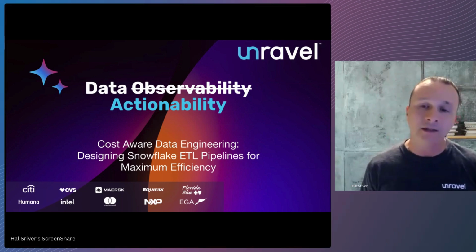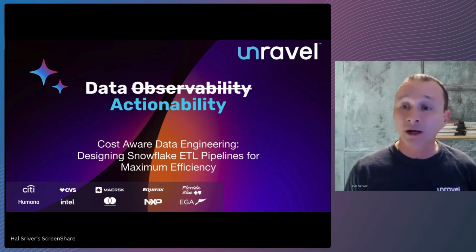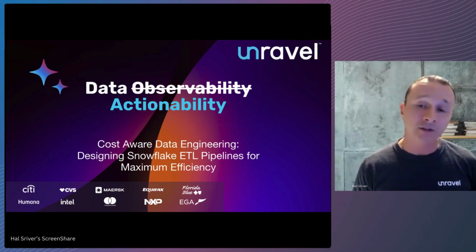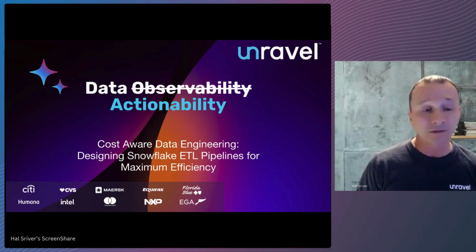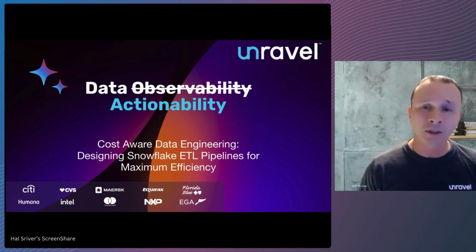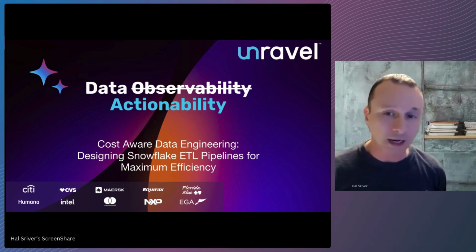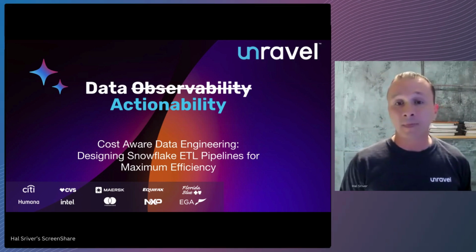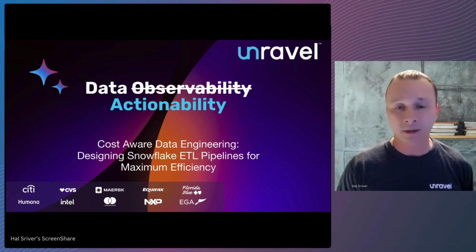So what we're going to do today is first talk about how organizations are currently trying to get a grip on and rein in cost, and why paying attention to how we design and develop our pipelines in Snowflake contributes to that effort. So I'll walk you through what some of the native out-of-the-box tools and features from Snowflake are in order to help run more efficient ETL pipelines.